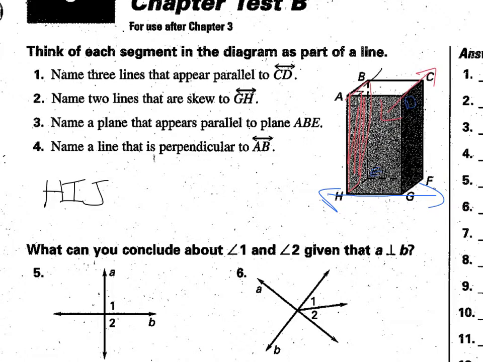And number 4 says name a line that is perpendicular with AB. So here's AB right here. Who's going to be perpendicular? Remember what perpendicular means. Just one line.